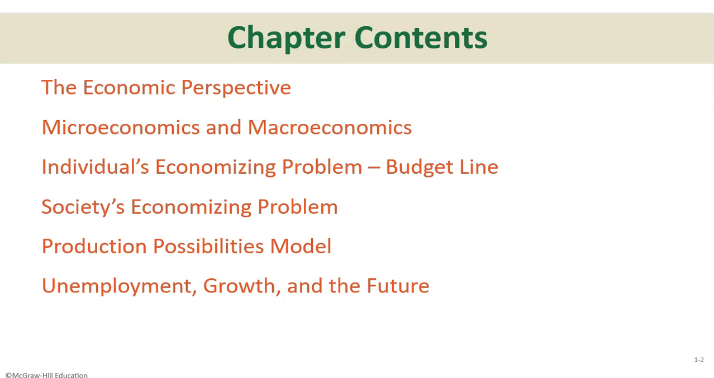And then the other model is called the production possibilities model, or you'll hear me call it the production possibilities curve because it is actually a curve in real life. And that will help us to explain society's economizing problem. We're actually going to spend a good amount of time on this production possibilities model, and it will show back up again in a couple of chapters when we do international trade.